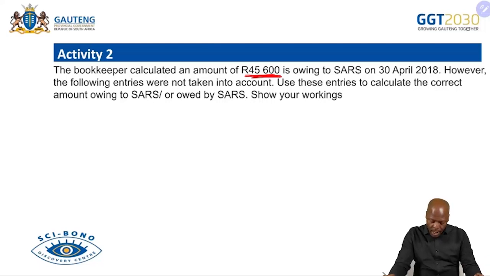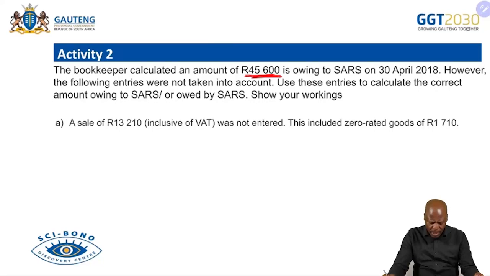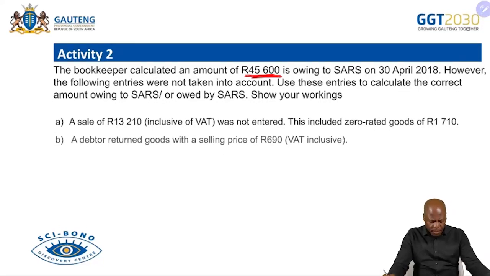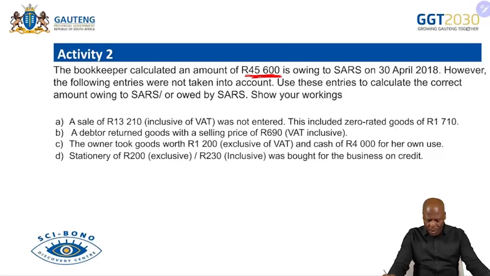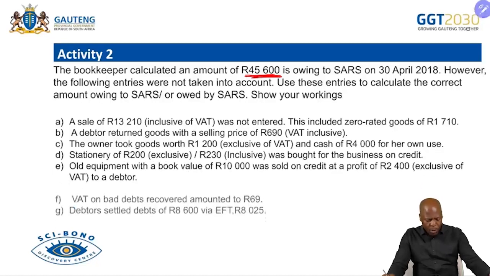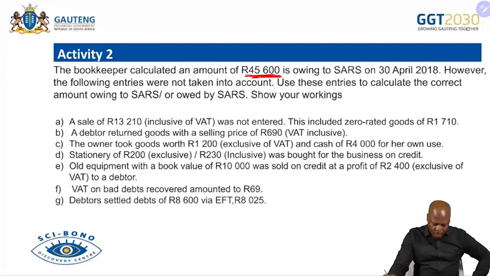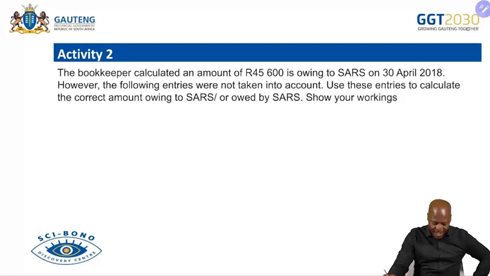All right. Use the entries to calculate the correct amount owing to SARS or owed by SARS. And you must show calculations. Let's see the information. There is number one. There is a sale, and then a debtor returned goods, and then the owner took goods, stationery, and then an old equipment, and then we end up with information G. I want us to treat them individually, one by one.